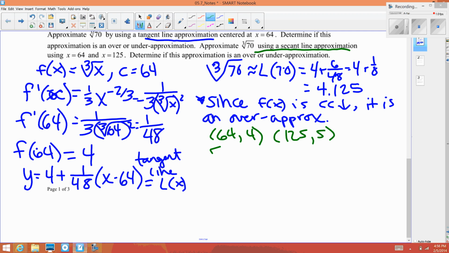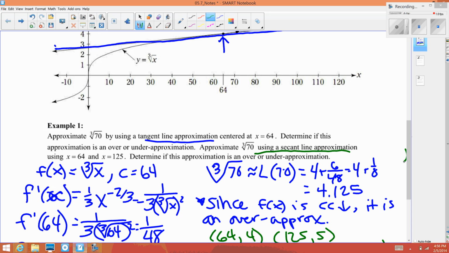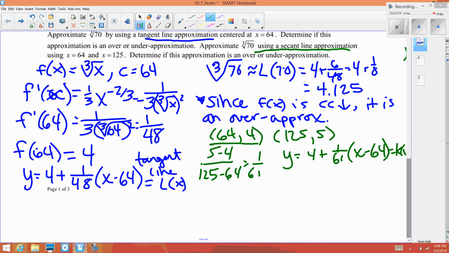So let's find the slope, change in y over change in x. Slope will be 1 over 61. We could use this point, write our equation, 4 plus 1 over 61 times x minus 64. All right, I'm going to call that k of x. Why not? I called the other one L. So we're going to say cube root of 70 is about equal to k of 70, which would be 4 plus 6 over 61, and that is about equal to 4.098.